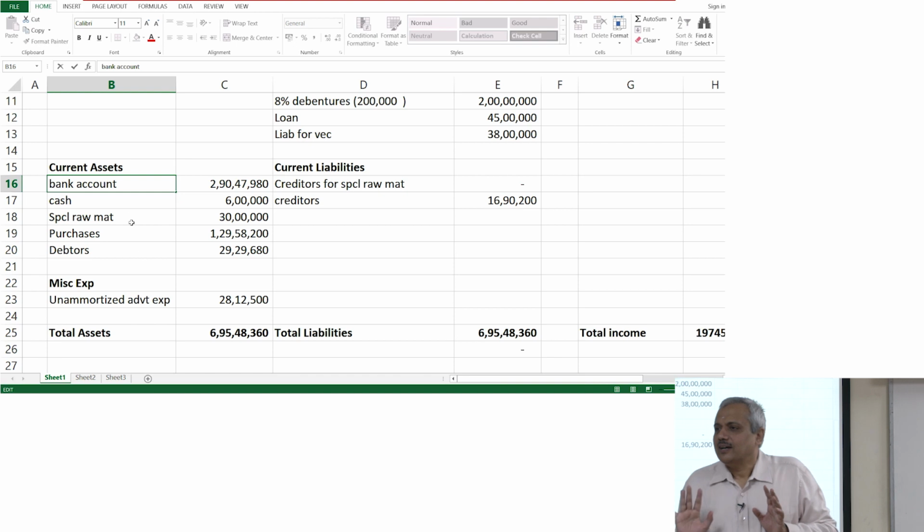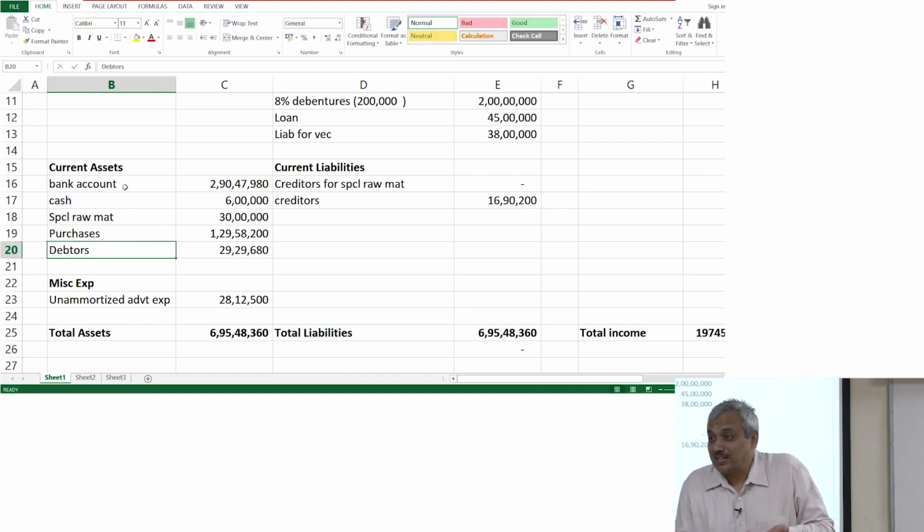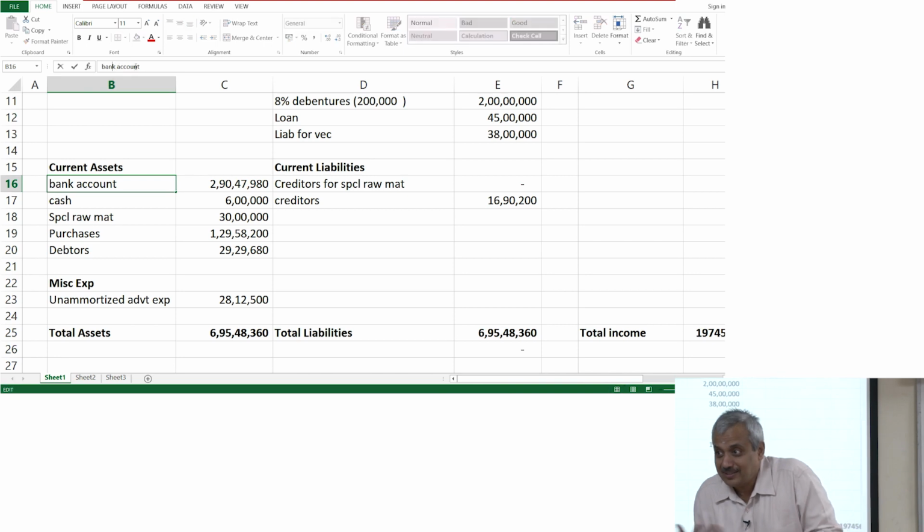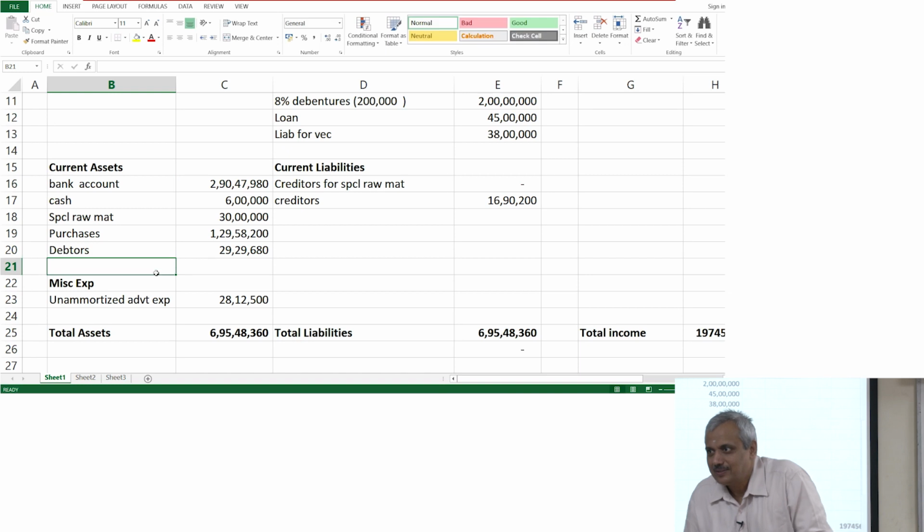Now, value. See, bank account is what? What is the money that is there in the bank? That you have paid 24 lakhs, right? Obviously, it gives you what you own and what you owe. What you own is minus the 24.